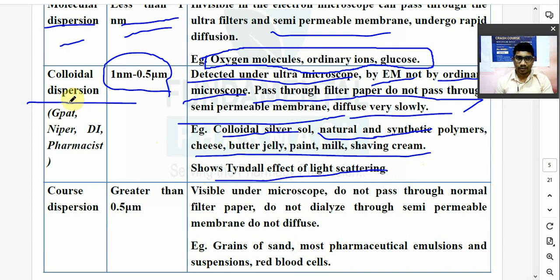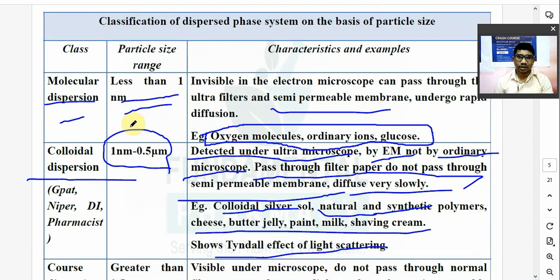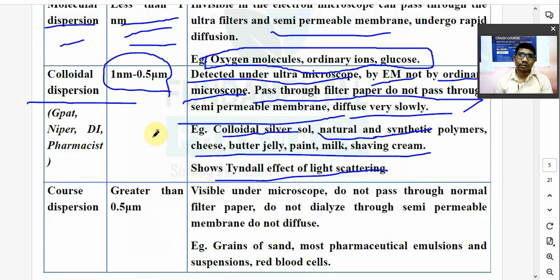Molecular dispersion, they will also show the Tyndall effect, but a true solution will not show the Tyndall effect. What is the Tyndall effect? When you pass light through a solution, the solution may absorb the light. A true solution may absorb the light, or it may transmit the light. It may reflect the light, right?